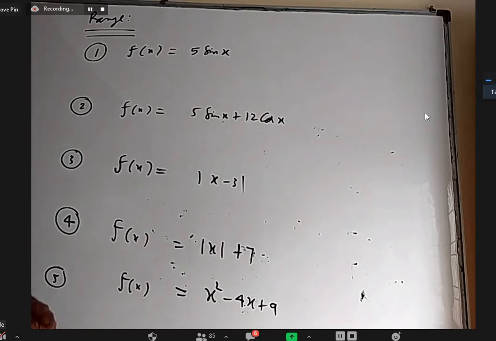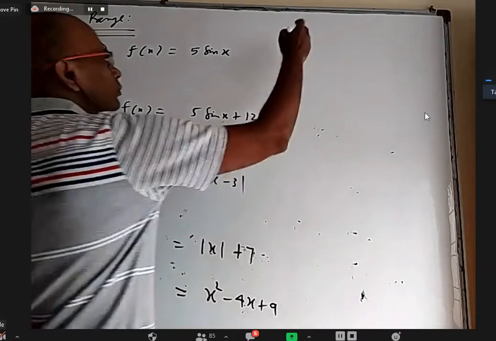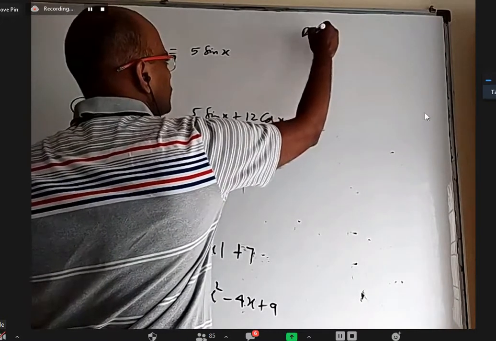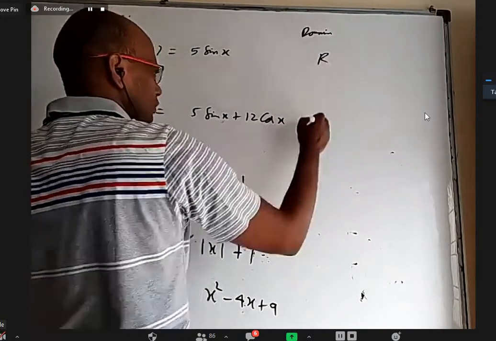Okay. For all the 5 functions, what is the domain? All real numbers. So the domain for all of them is all real numbers.